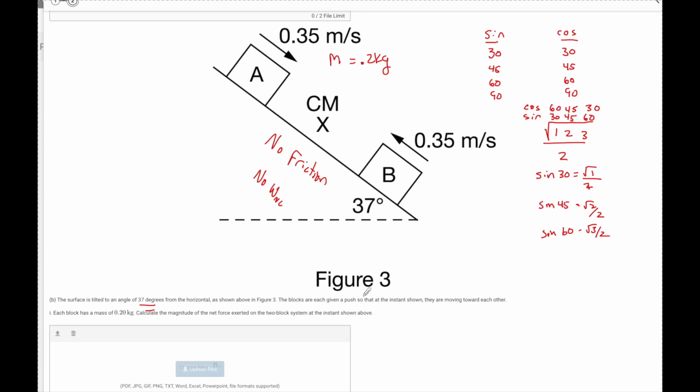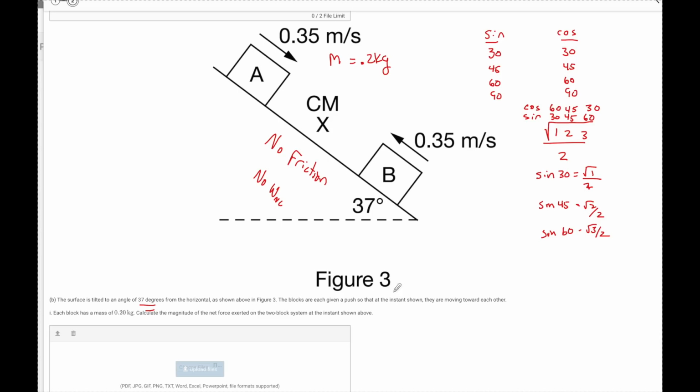The blocks are each given a push the instant they're moving towards each other. So let's be very clear. This block, to come up the incline, was given a push. It's not given a constant push. It was kind of like thrown. Like when I throw a ball upward, the instant after it leaves my hand, it's in free fall. The only thing acting on an object thrown upward is gravity after I throw it. Granted, there was a force to begin with, but that force no longer exists.